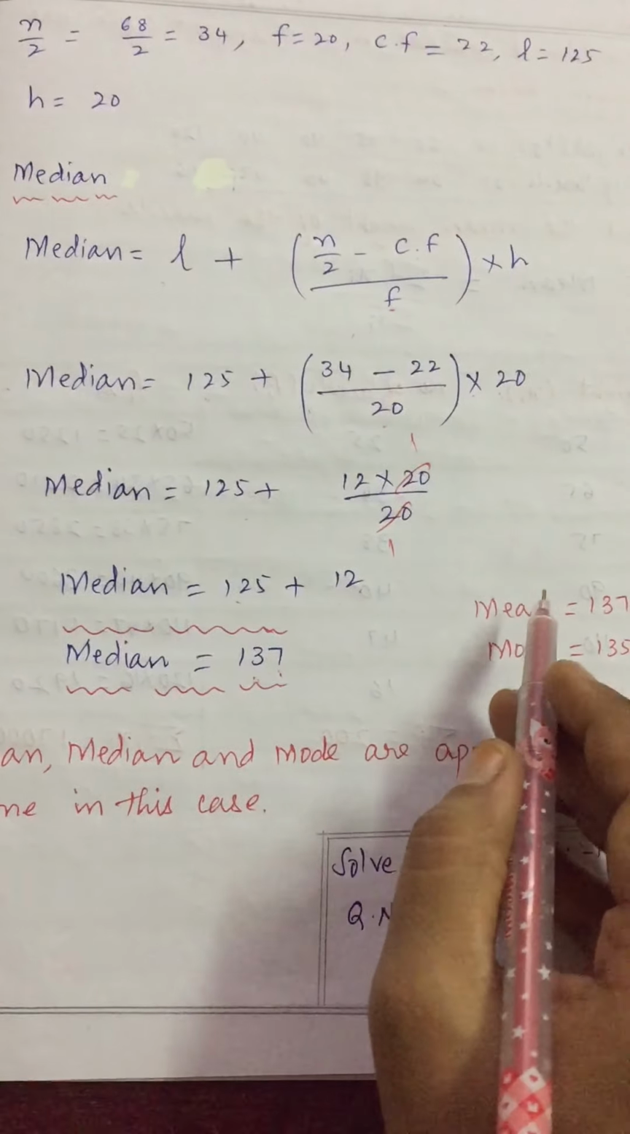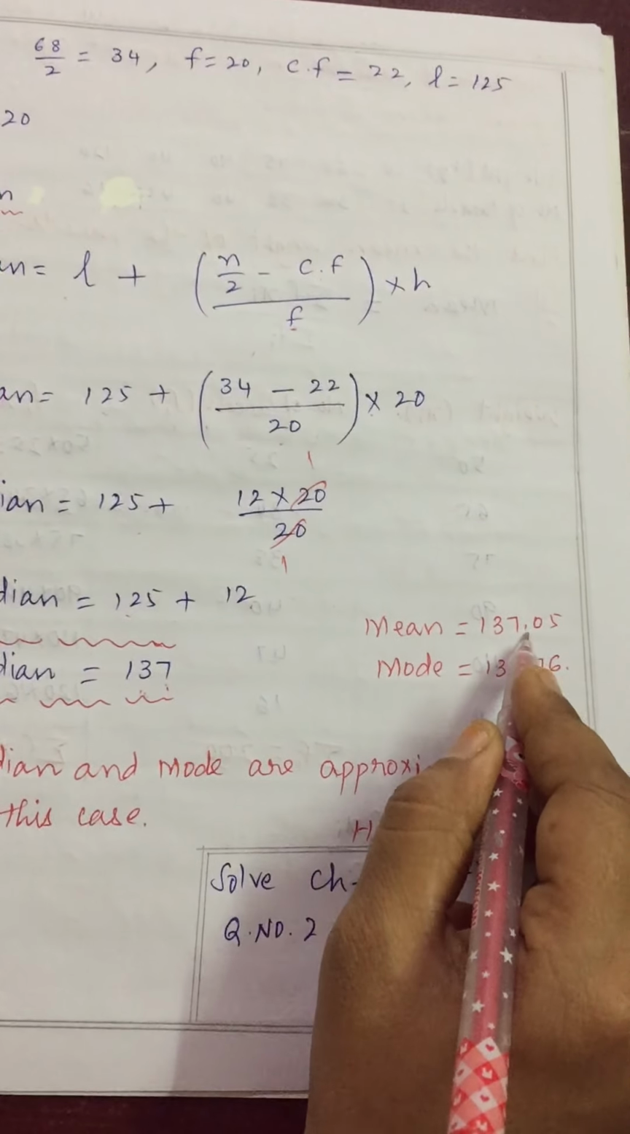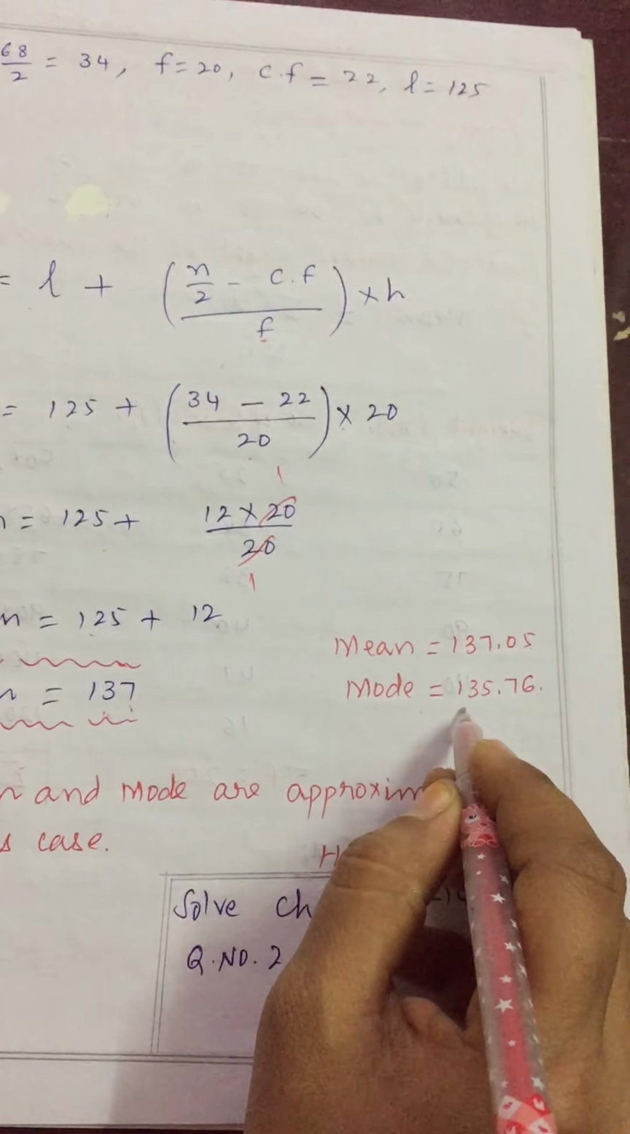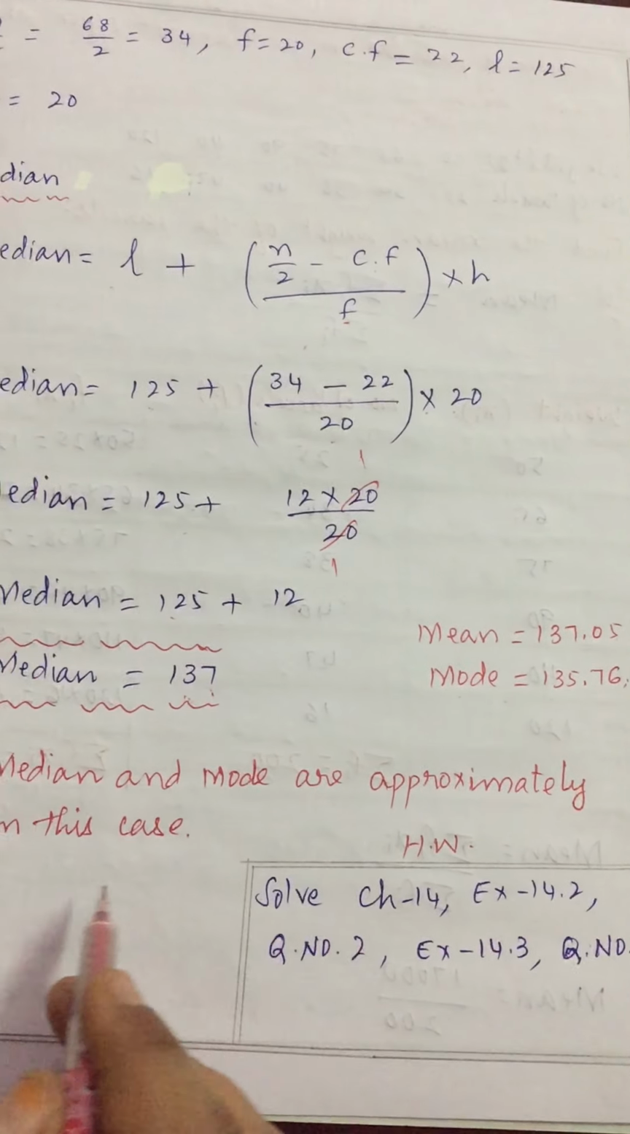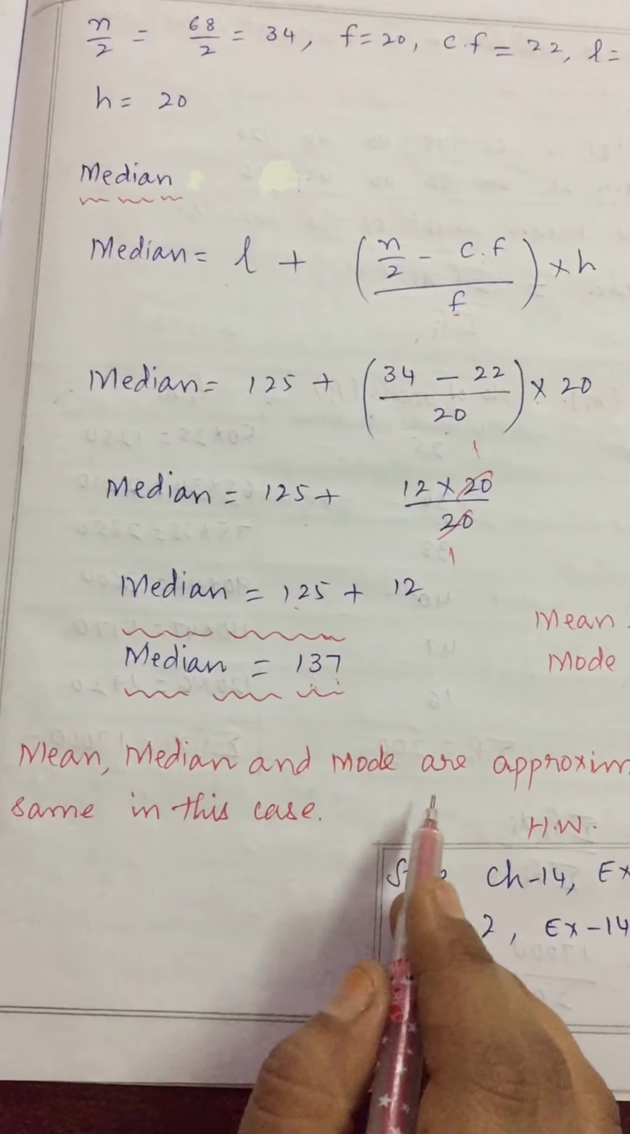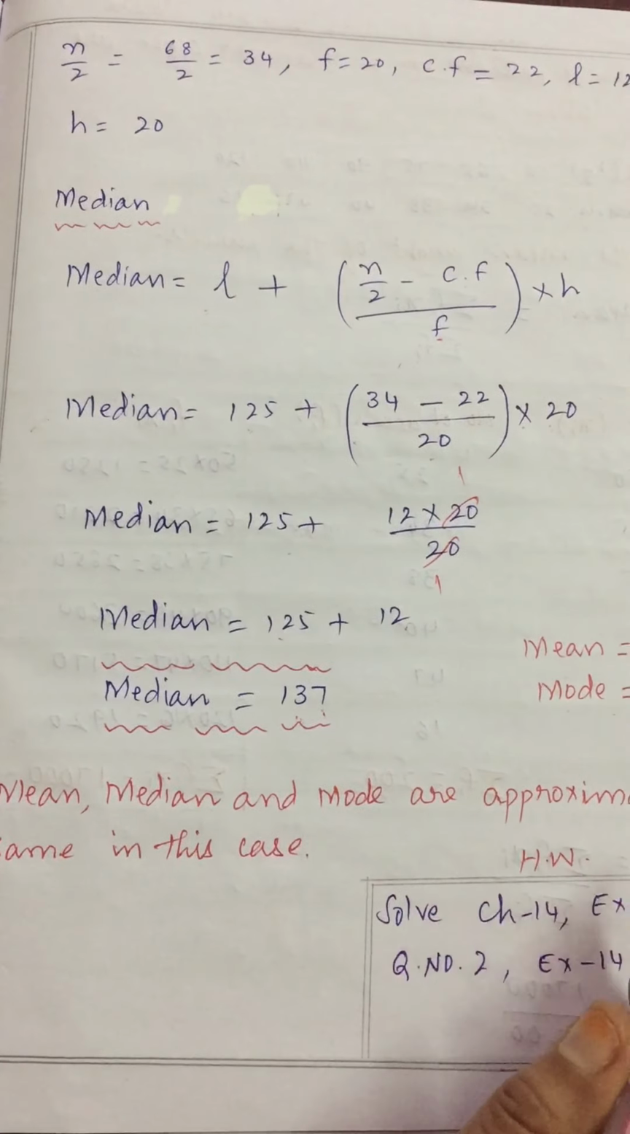137. So you find mean, you will get 137.05, and mode you will get 135.76. So how can we compare here? In this case, mean, median and mode all are approximately same.